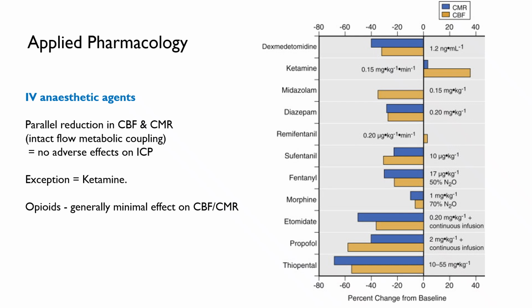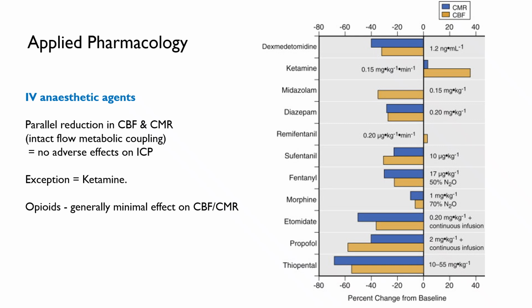So some applied pharmacology. Generally, IV anaesthetic and analgesic agents will have a parallel reduction in cerebral blood flow and cerebral metabolic rate if there is intact flow-metabolic coupling. And so with that parallel reduction, there's no adverse effect on ICP. The exception to this is ketamine, and that's why historically ketamine was avoided in traumatic brain injury and was controversial. It's now, however, really well established that it's safe in trauma, as the pros of its use outweigh the cons.